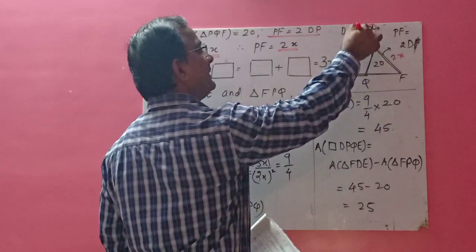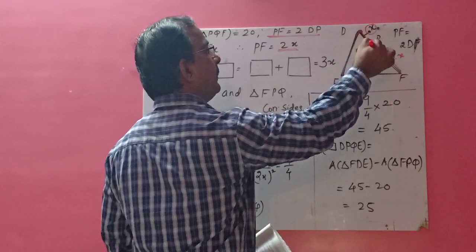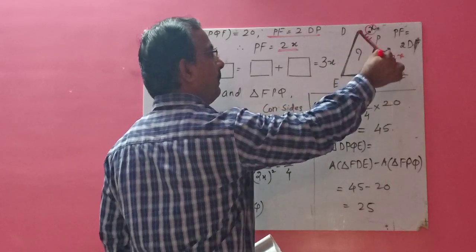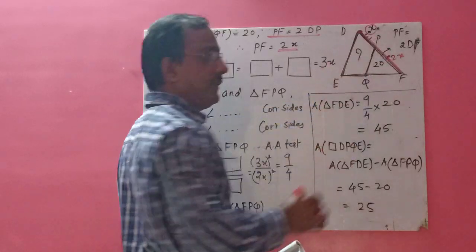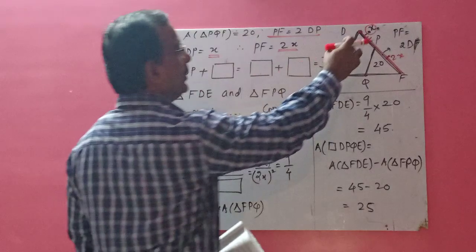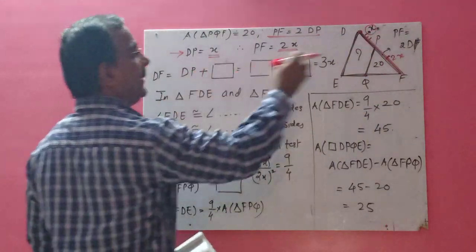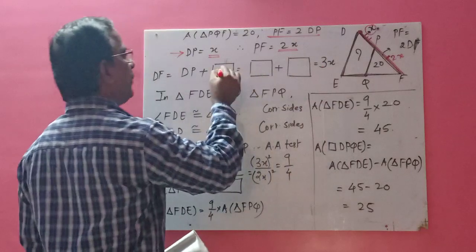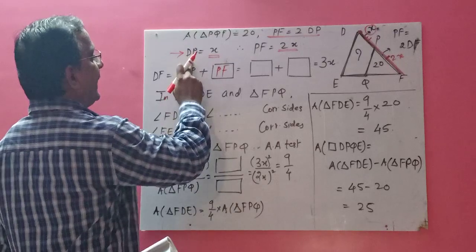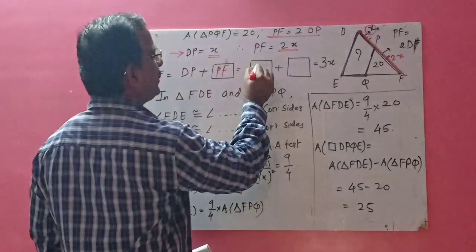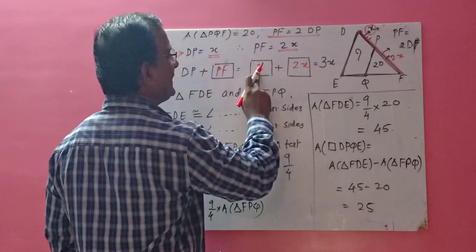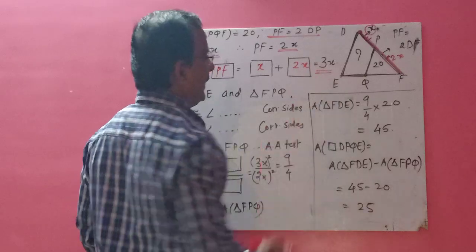If you see, children, these 3 points D, P and F lie on the same line. So DP plus PF is equal to DF by the segment addition property. So DF is equal to DP plus PF. We have taken DP as X, so next you write down here X, and PF we got 2X. So X plus 2X is equal to 3X.